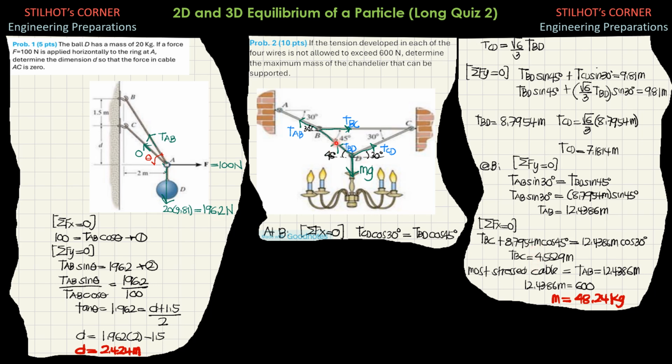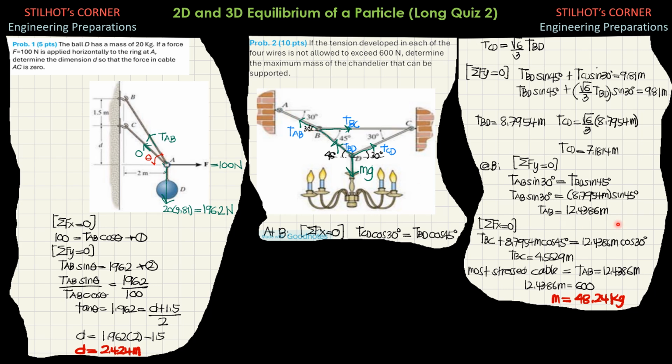Finally, at B, summation of forces X, we have tension BC plus tension BD, which is 8.7954 M, the horizontal component, so we multiply by cosine 45 degrees, is equal to the horizontal component of tension AB, which is 12.4386 M cosine of 30 degrees. Solving for tension BC, it is 4.5529 M. Based on the tension of each cable, the one with the highest value in terms of M is tension AB. So therefore, AB is the critical cable here.